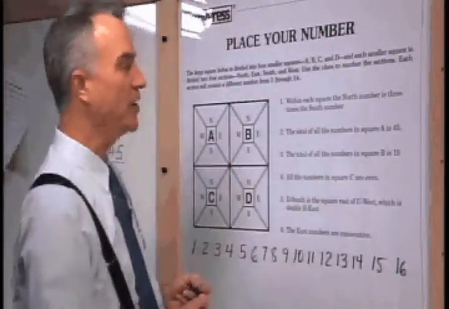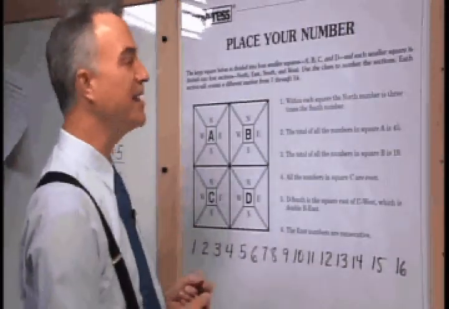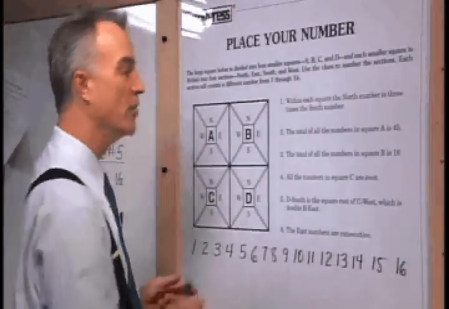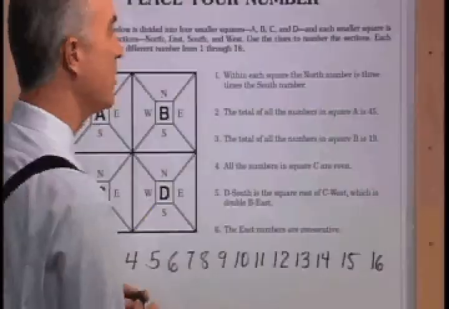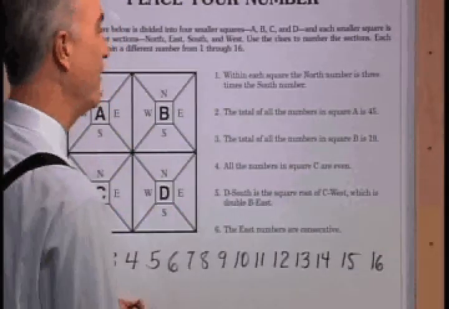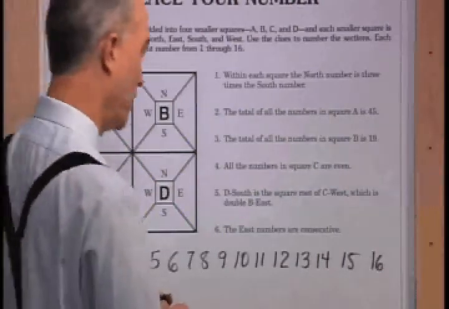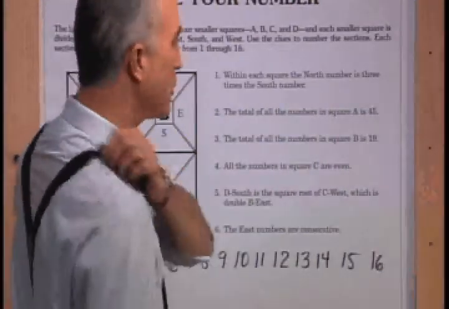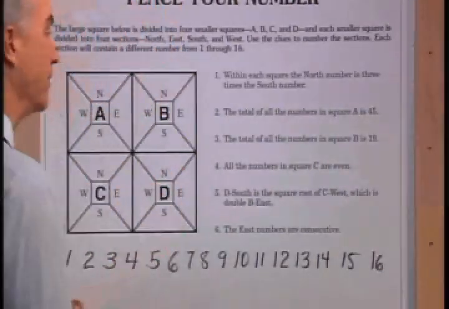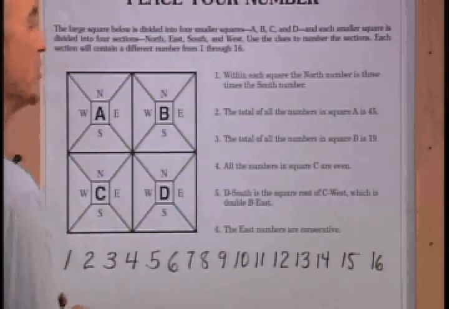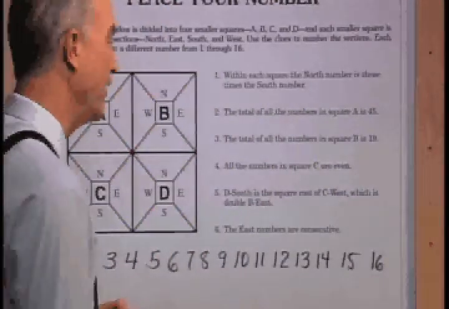Clue 1. Within each square, the north number is 3 times the south number. Clue number 2. The total of all of the numbers in square A is 45. That means all of those 4 numbers are going to add up to 45. Clue number 3, the total of all of the numbers in square B is 19. Clue number 4, the numbers in square C are even.